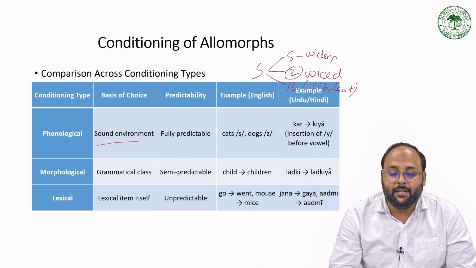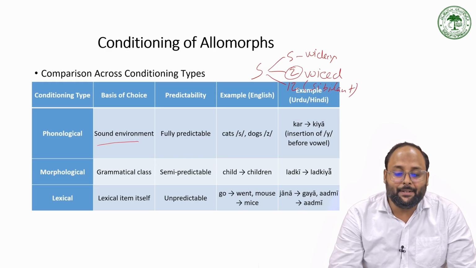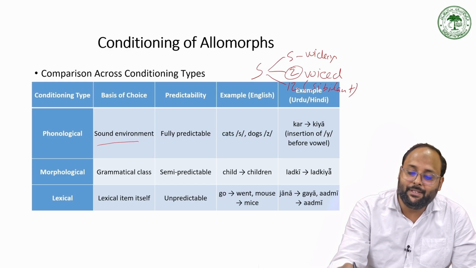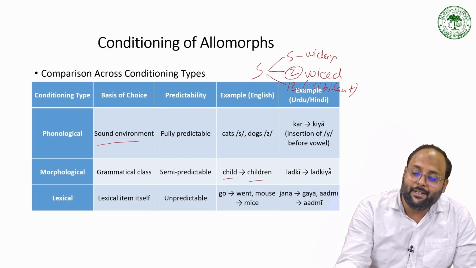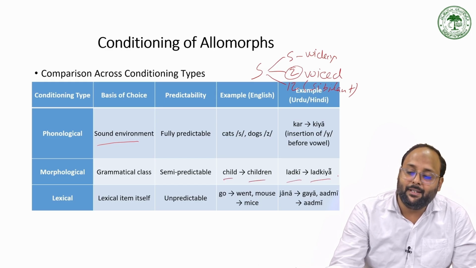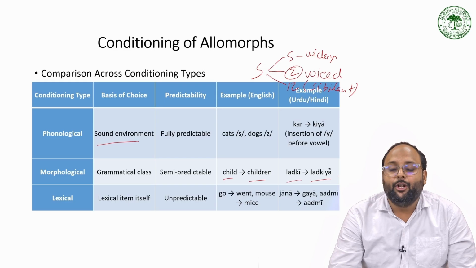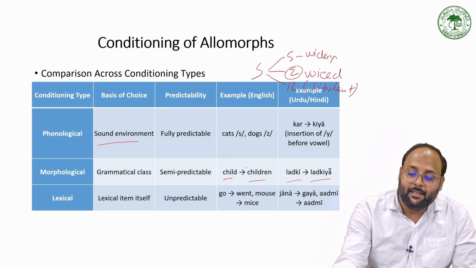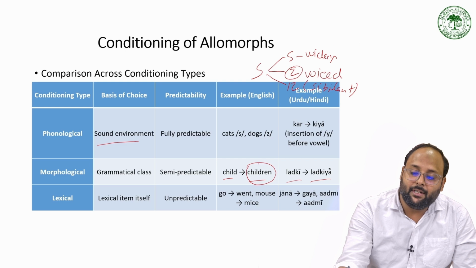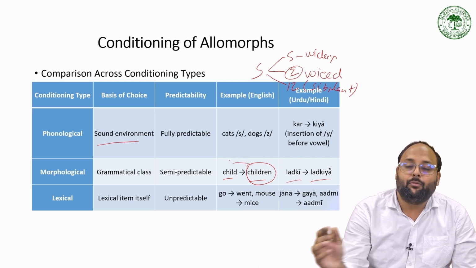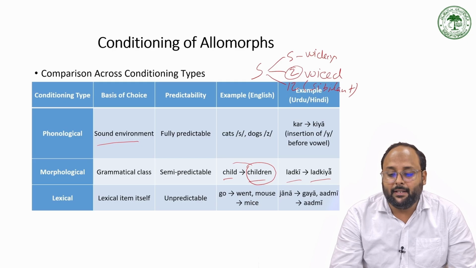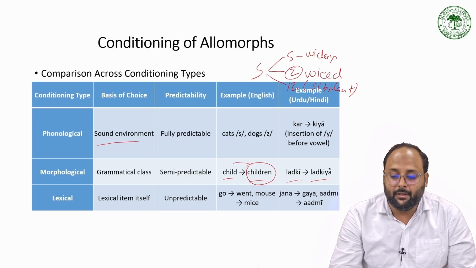Morphological condition means it is semi-predictable and based on the choice of grammatical class. So when we change child into children or ladki into ladkiyan, that comes under morphological conditioning. Morphological condition means we can understand the change from child to children by some morphological pattern because it is the plural. So in the sentence, we can understand this is the plural thing.